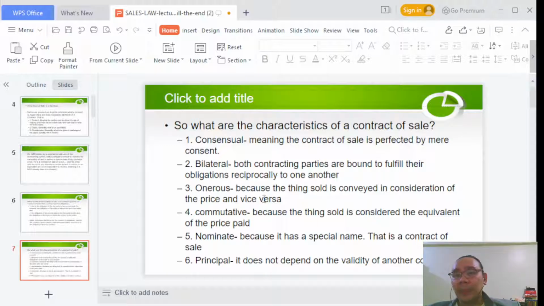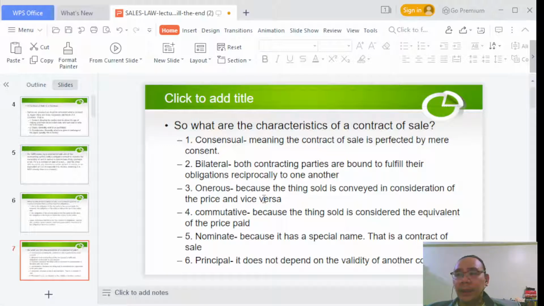With respect, again, ulitin ko, basta nag-agree kayo, that's consent, with respect to the object and the consideration, o kung magkano man yung object, that's already a contract. Okay? COC. Consent, object, and consideration. Number 2, bilateral. Both contracting parties are bound to fulfill their obligations reciprocally to one another. Number 3, it's onerous because the thing sold is conveyed in consideration of the price and vice versa.